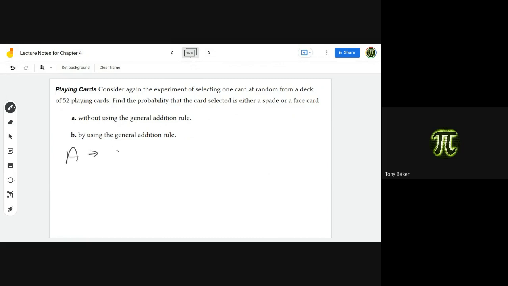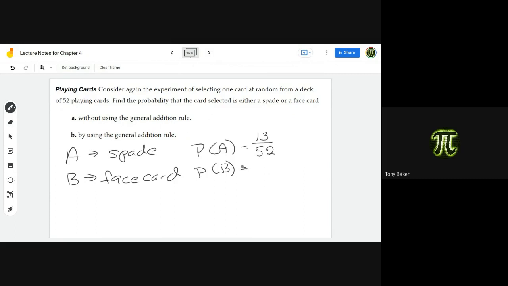So event A is a spade. Event B is a face card. What's the probability of A? What's the probability of me getting a spade? 13 out of 52. Now, this one I would keep out of 52 because we're going to do some other stuff to it. I know it's always going to be out of 52. Any problem I give you with cards is going to be out of 52. So if we keep all the fractions out of 52 and we can deal with reducing it afterwards, it's going to make your life a lot easier. What's the probability of face card? 12 out of 52.